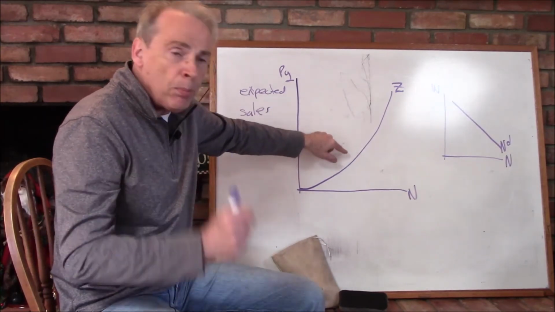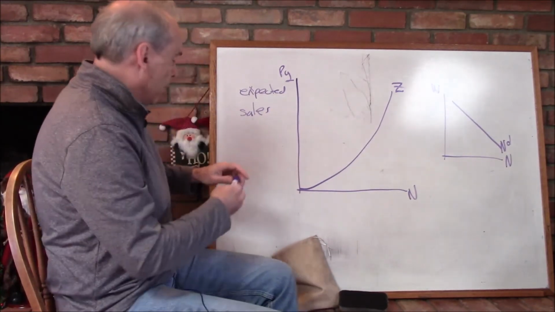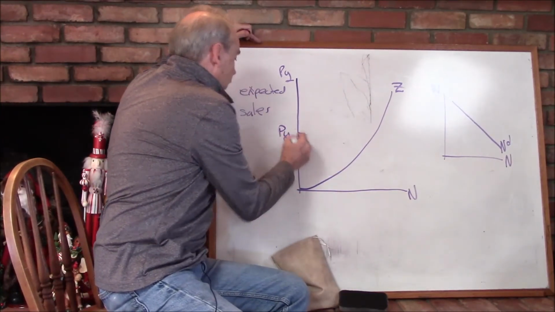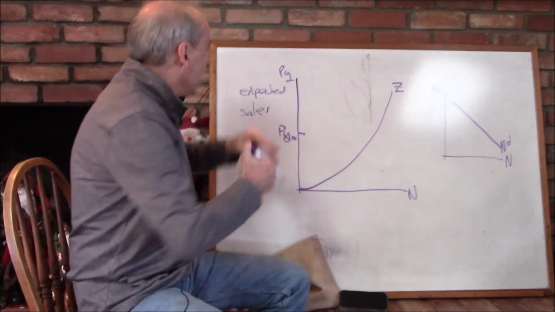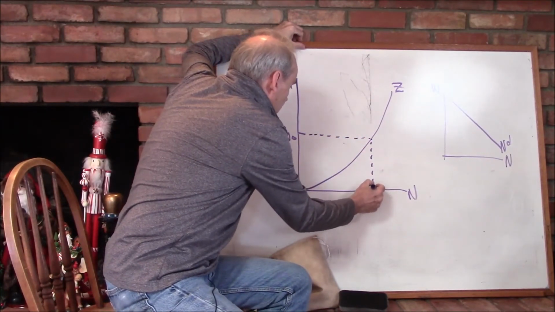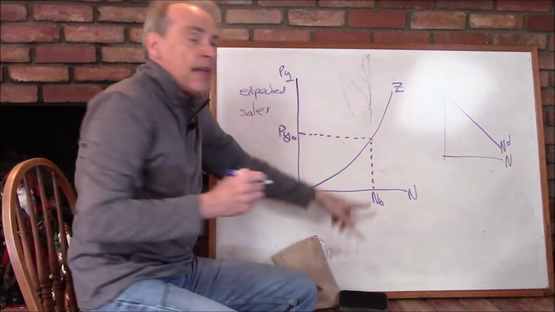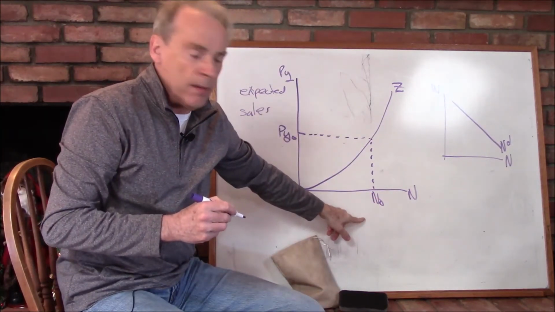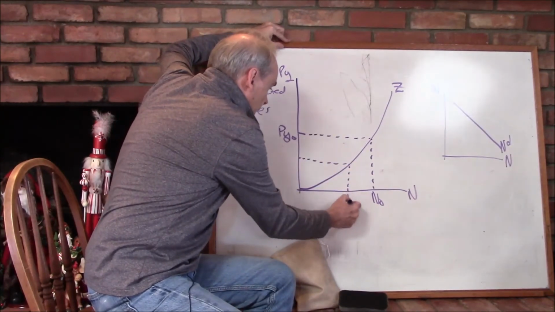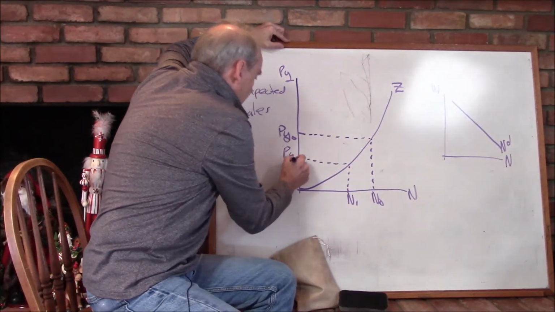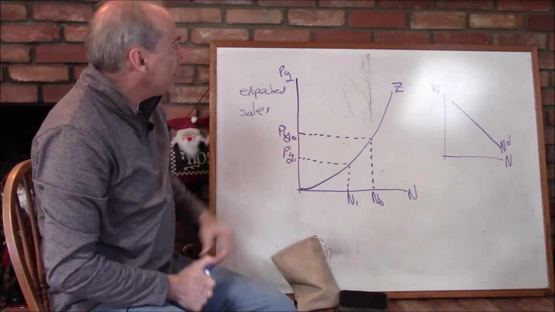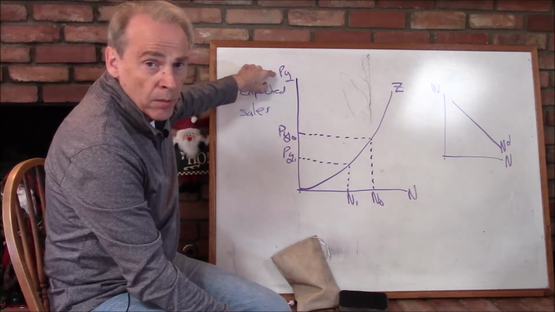These are the firm's profit maximizing points. If firms expect to sell this much, then they believe that that is the profit maximizing level of employment. If they expect to sell this much, then that's the profit maximizing level of employment. Now, Keynes did this in nominal terms, not real terms.